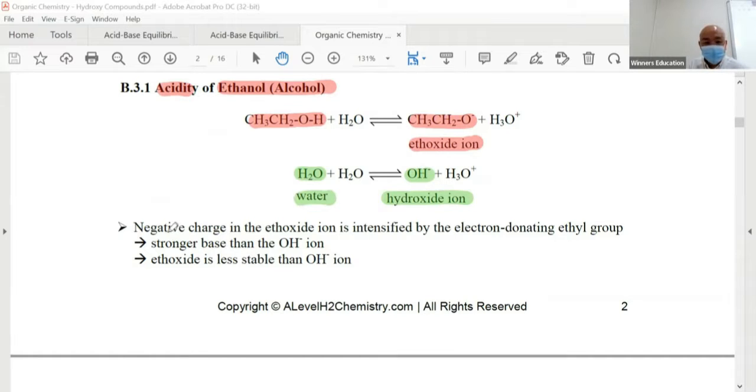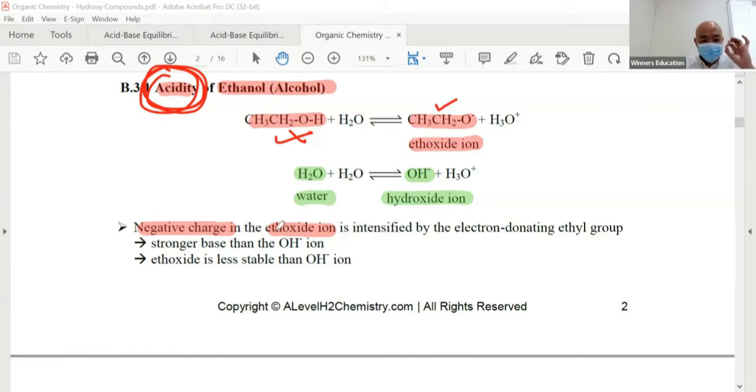In ethanol, what happened is the negative charge in the ethoxide ion. I want to bring the attention to you, when we want to discuss acidity concept, you don't look at the molecule, you look at the conjugate base. Everyone understand? It's always phrased this way. Please take note, keywords to get full marks. This is the way to discuss acidity of organic compounds. It's talking about the conjugate base.